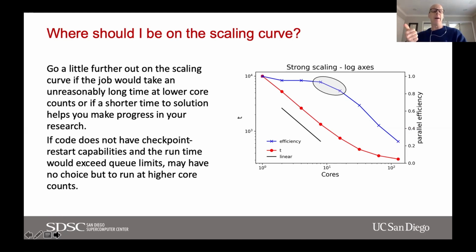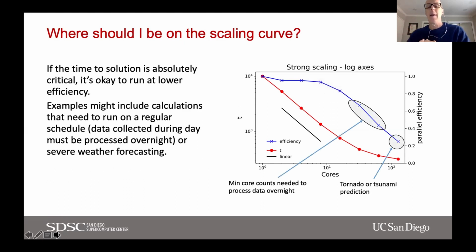If your code does not have checkpoint restart capabilities and the runtime would exceed the queue limits, you may have no choice but to run at higher core counts. And then sometimes the time to solution is absolutely critical. And in that case, it's okay to run at lower efficiency. So examples might include calculations that need to run on a regular schedule. Say you're collecting data each day, it needs to be processed and analyzed overnight. You need those results in the morning.